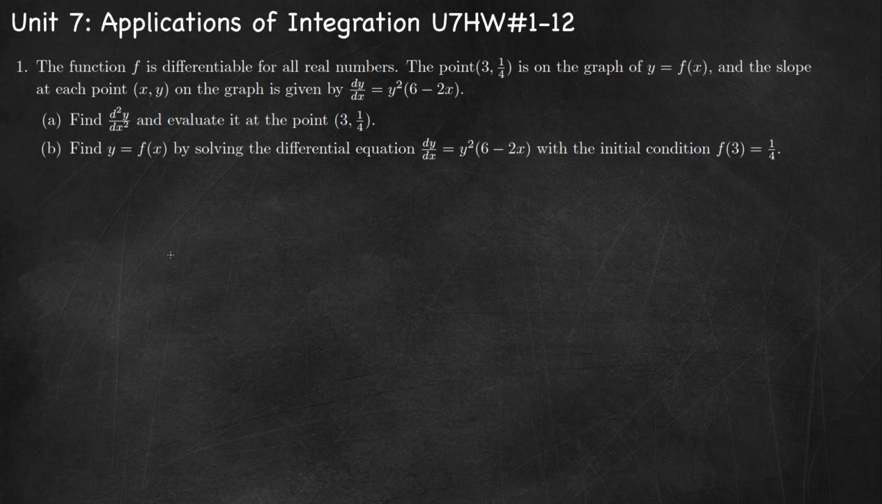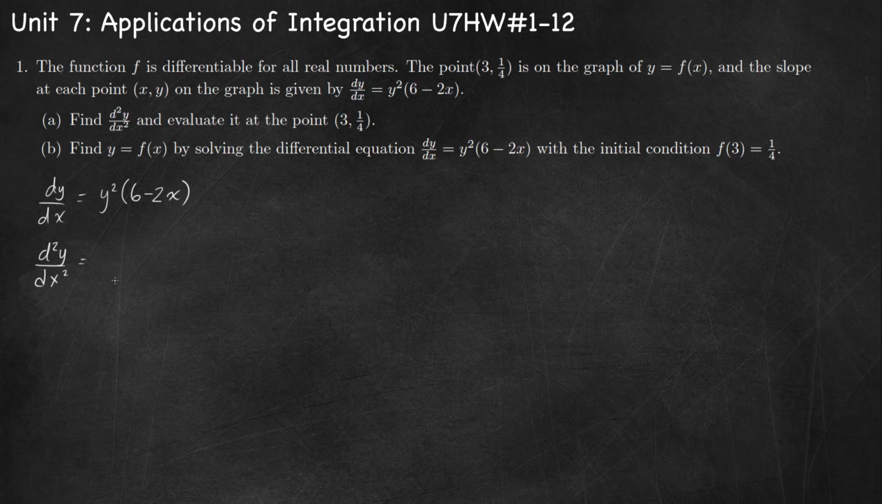Part A asks us to find the second derivative, d squared y over dx squared, and evaluate it at the point (3, 1/4). So we already have an equation for our first derivative. We know that dy/dx equals y squared times (6 minus 2x). The second derivative is just going to be the derivative of this. So on the left-hand side, we're taking the derivative of dy/dx, and that gives us d squared y over dx squared. On the right, we're going to use product rule, and we have to use implicit differentiation here since we have variables x and y.